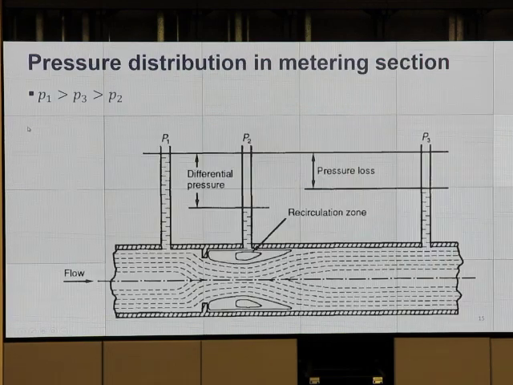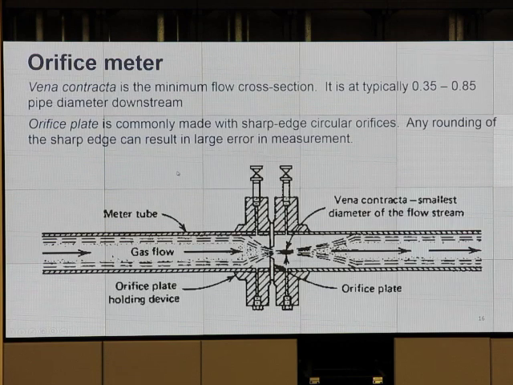The other name for the next one is vena contracta. I keep talking about this, okay, but later I will ask you. The point where the velocity converges and has the highest velocity, we call vena contracta.